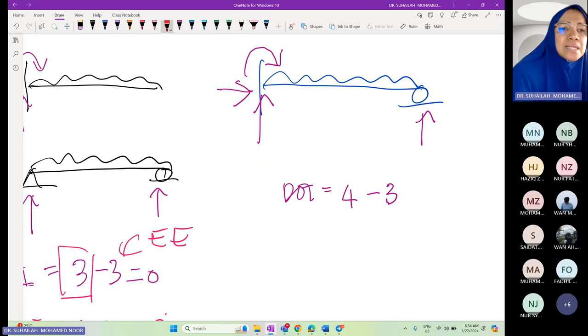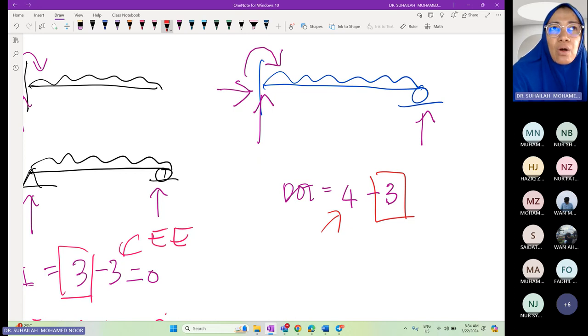So the 3 here stays constant. What changes is the one in front, which is the reaction in the system. Now there are 4, coming from 1 fixed and 1 roller. 4 minus 3, because the 3 does not change, since we have 3 equilibrium equations. So what do we get here?